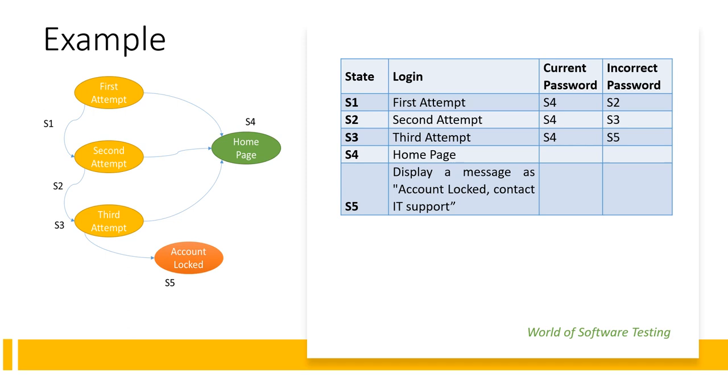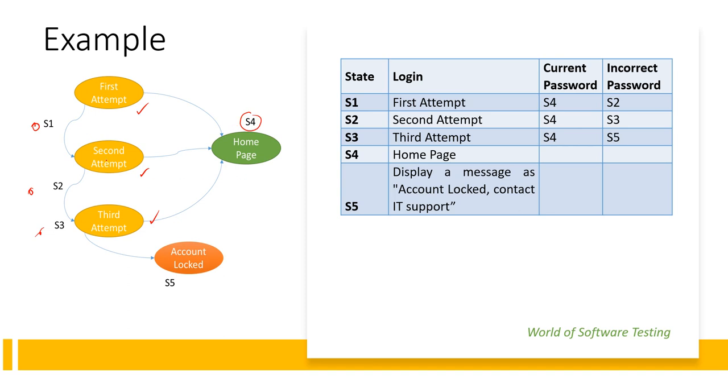wrong attempts of password. Here you can see the example, and we have the first attempt, second attempt and third attempt. We have these 3 attempts and they are changing the state of the application. This is the state. At the start we have 3 attempts. When we enter the first attempt, if it is wrong, then we have the second attempt, and if we have attempted correctly, then it will go to the home page. That is S4, the state of the application.